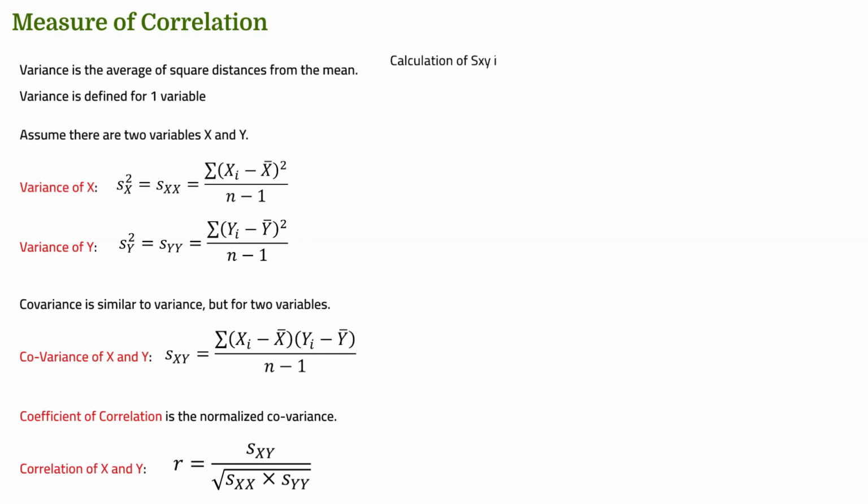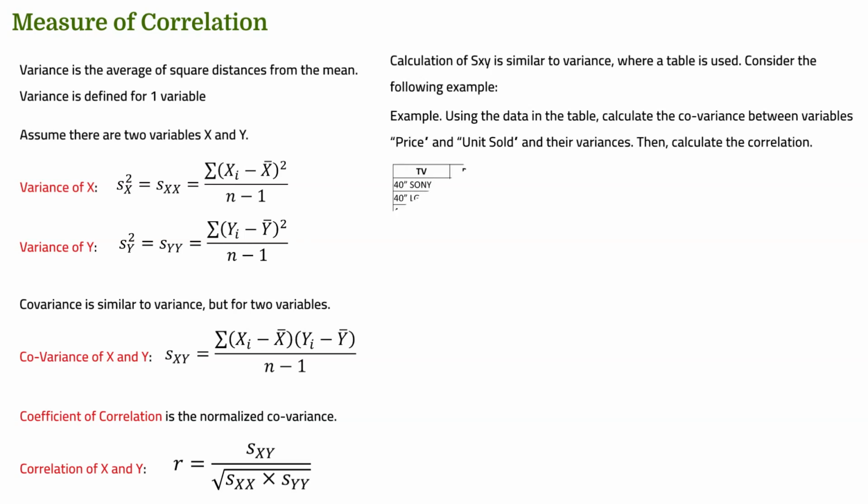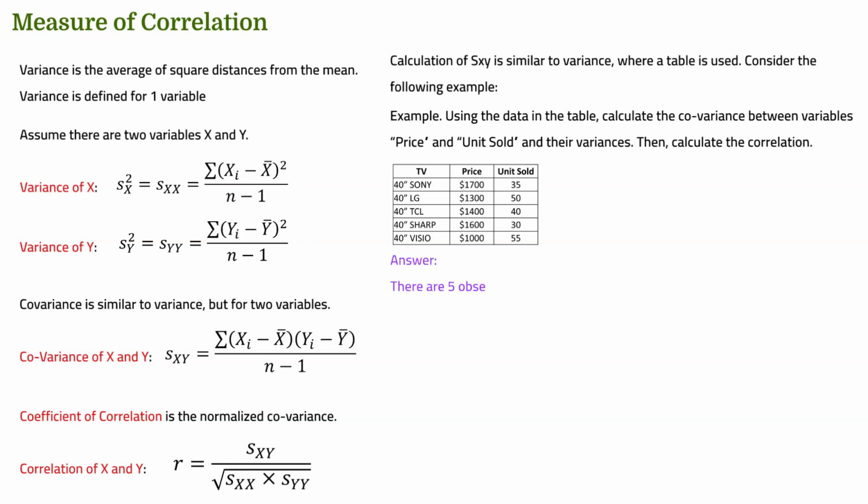Calculation of SXY, or covariance of x and y, is similar to variance, where a table is used. Consider the following example. Using the data in the table, calculate the covariance between variables price and units sold, and their variances. Then calculate the correlation. Here's the table. We have the different TV brands, their prices and units sold. And we are going to use a table similar to variance for that.